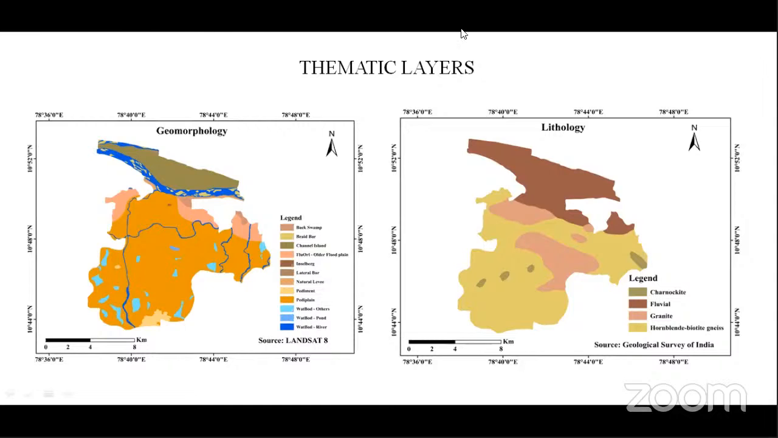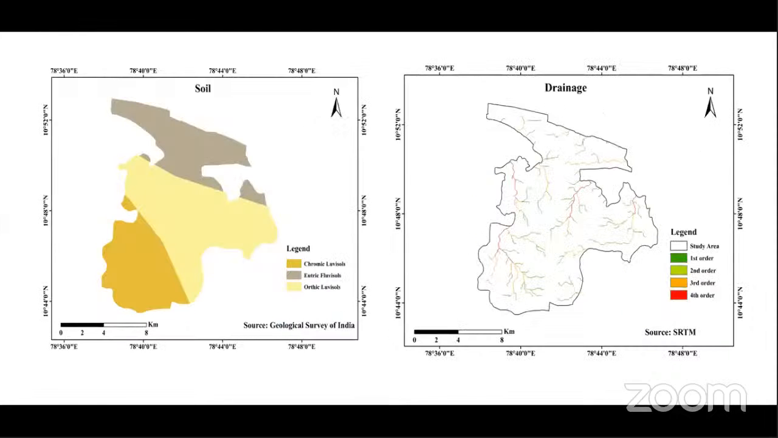Next one is lithology. It is very important to study the rock type of the study area. Mostly the southwestern part is covered by hornblende biotite gneiss, and charnockite, fluvial deposits and granite cover the other parts. For the soil map, the district is predominantly covered by three major soil types: luvisols, fluvisols and orthic luvisols, which was created in QGIS by using the source GSI. Then this is the drainage map with four orders of streams.